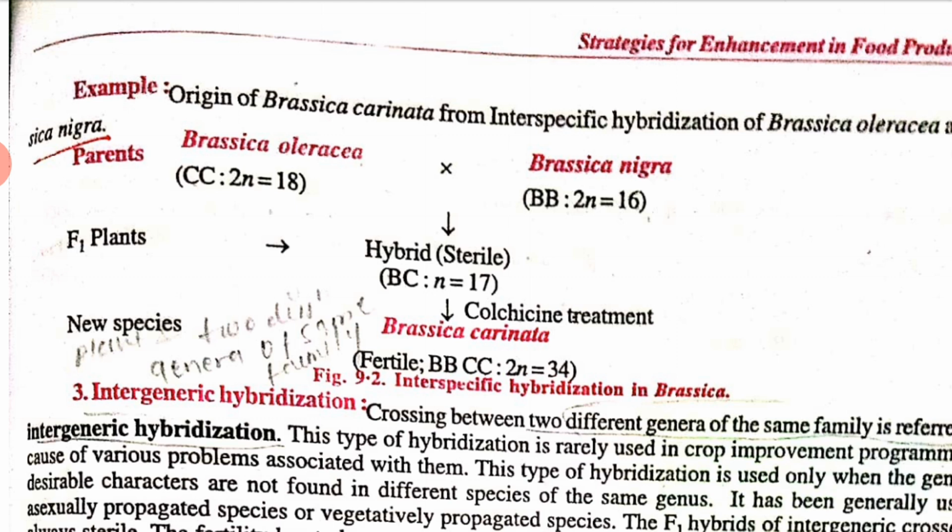Next is intrageneric hybridization. So what is intrageneric hybridization? When plants are crossed between two different genera of the same family, got it? Crossing between two different genera of the same family is referred to as intrageneric hybridization.